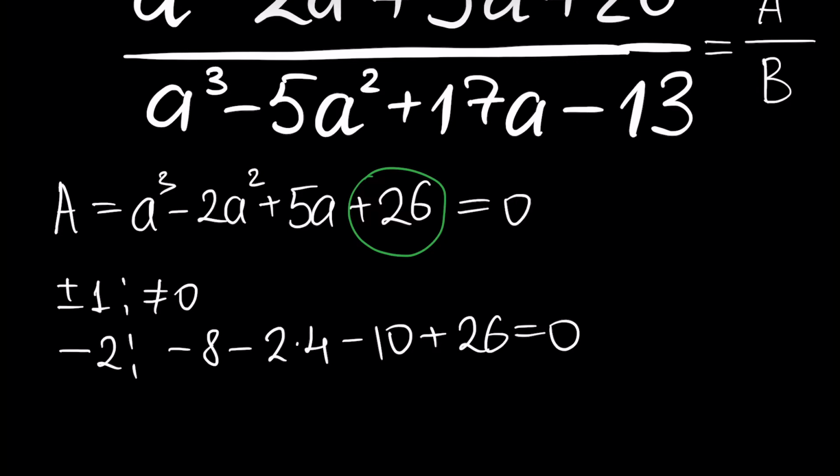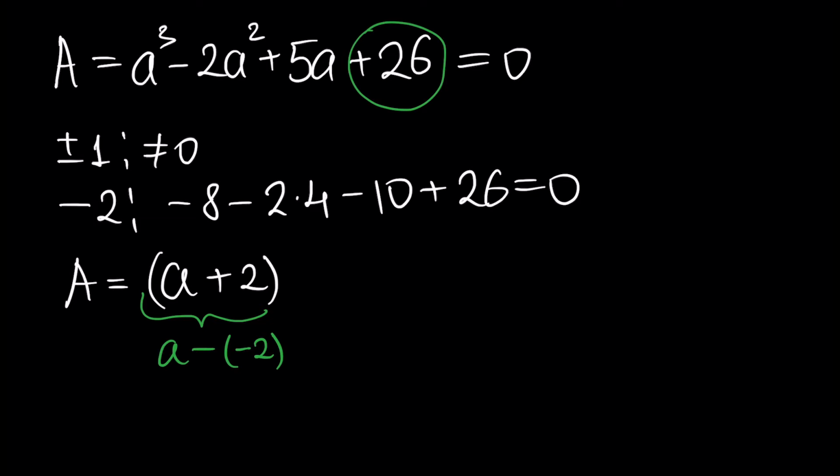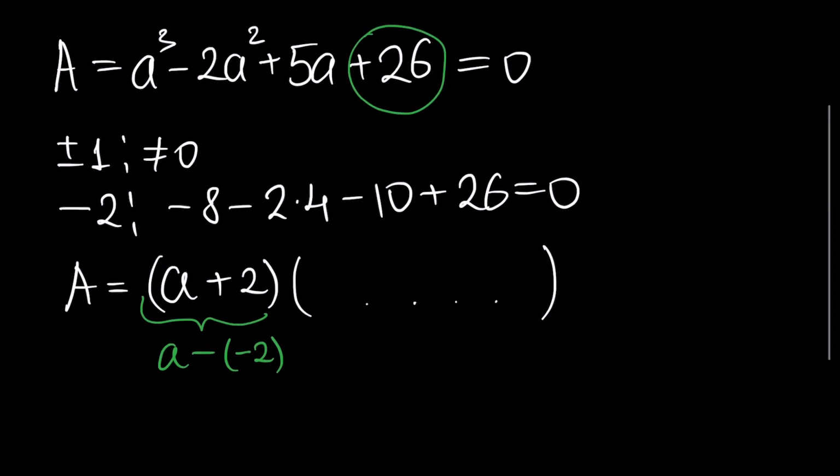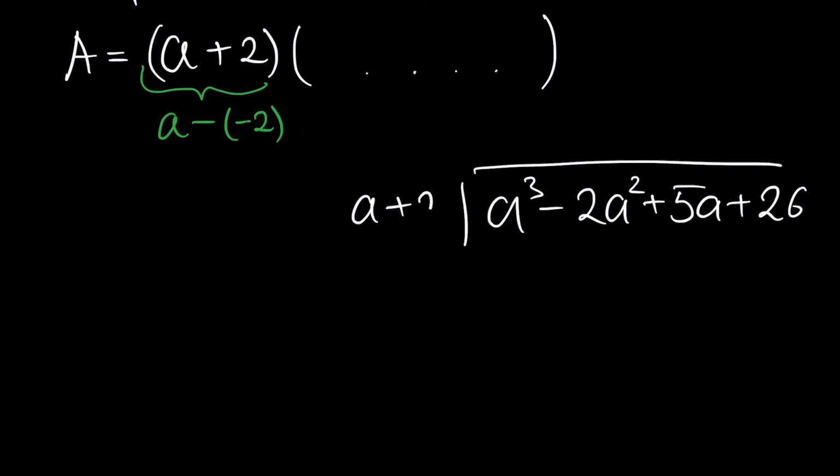That's why our polynomial a can be represented as a plus 2, because this is a minus 2's root, so a plus 2 times some polynomial of degree 2. To find this polynomial, we have to divide our a by a plus 2. Or in other words, let's divide this polynomial by a plus 2 and find this quotient. Let's perform our division. A cubed minus 2a squared plus 5a plus 26, and divide it by a plus 2.